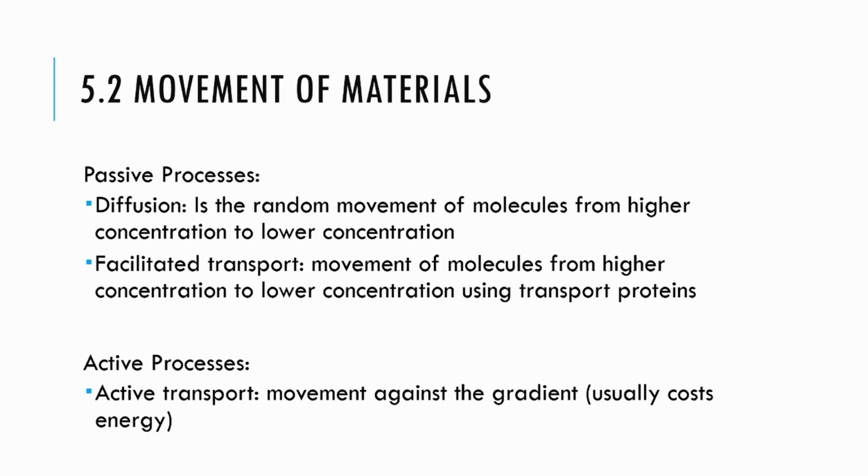Active processes go against that gradient, meaning we're moving something from a low concentration to a high concentration. Now, the low to high concentration movement is not going to happen naturally. We have to put in some energy, ATP, in order to force this transport to happen. So diffusion and facilitated transport are free, essentially, to do and move from high concentrations to low concentrations, whereas active transport, we're moving from a low concentration to high concentration, and we're going to have to pay for it to happen.